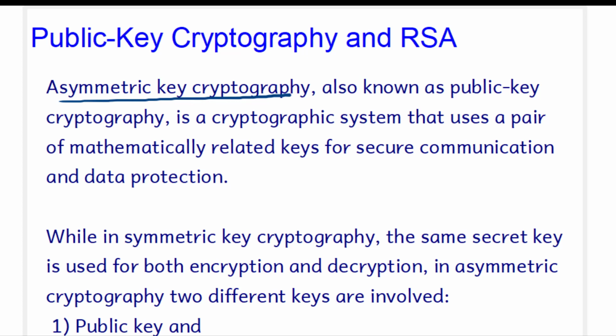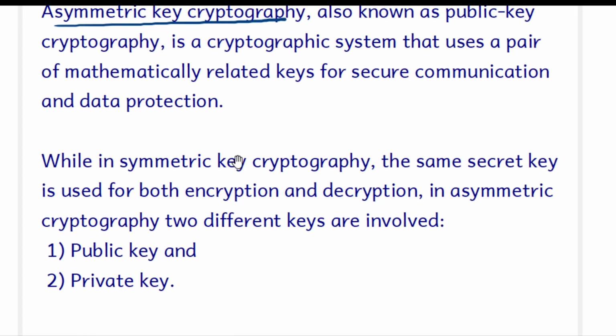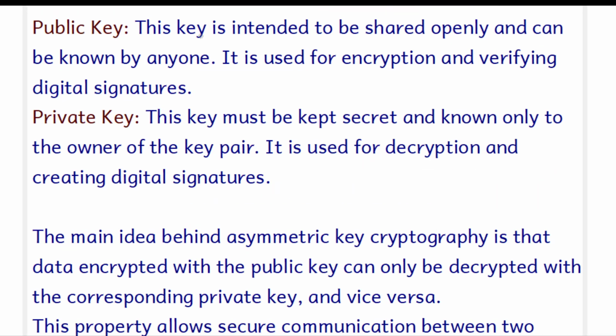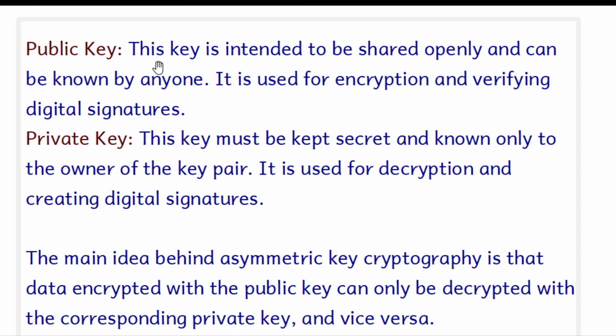One is called the public key while the other is called the private key. So in asymmetric key cryptography, two different keys are involved. Let us see how this system works. What is the meaning of public key? This key is intended to be shared openly and can be known by anyone. It is used for encryption and verifying digital signatures.